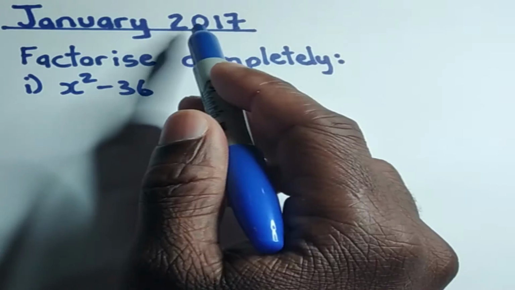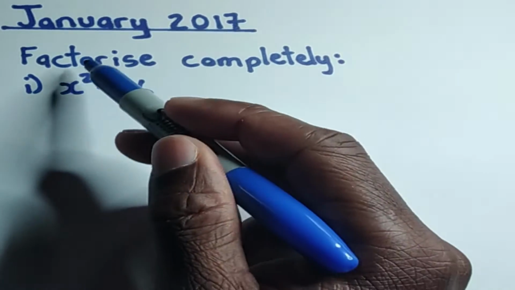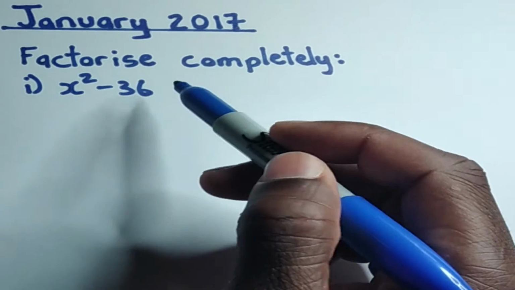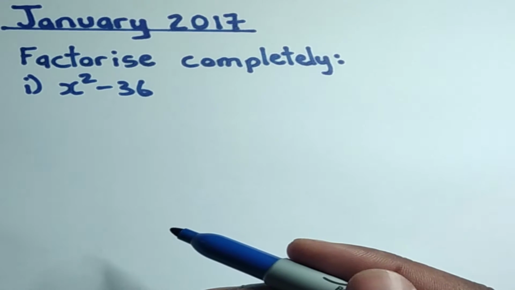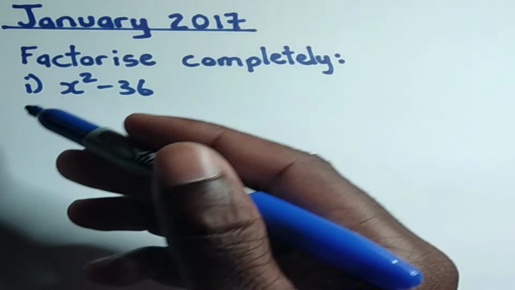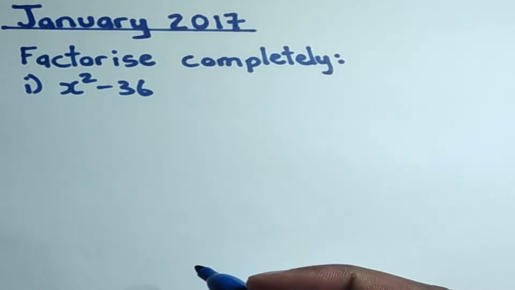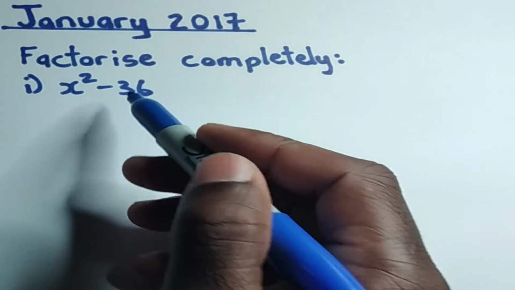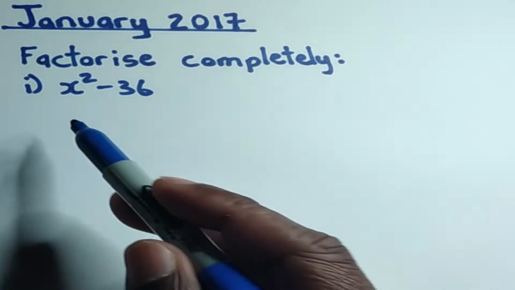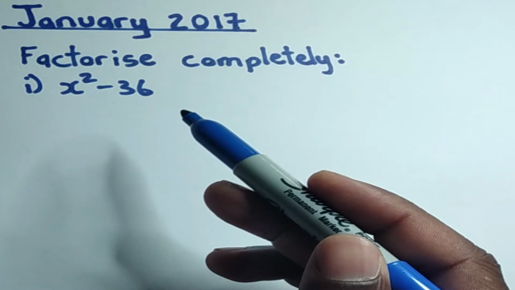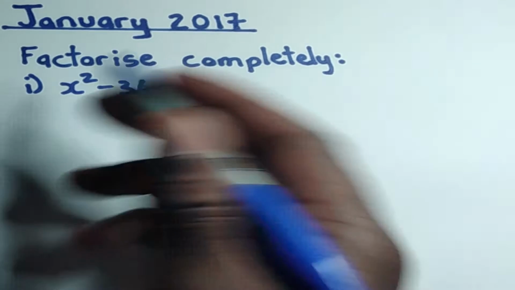Alright, so here we have the January 2017 paper, and this asks us to factorize completely x squared minus 36. You would have observed based on the question displayed that there are two parts to this question. We'll first look at the first part, which is x squared minus 36. This actually meets the criteria of difference of two squares, so we're going to use the difference of two squares method to treat with this.